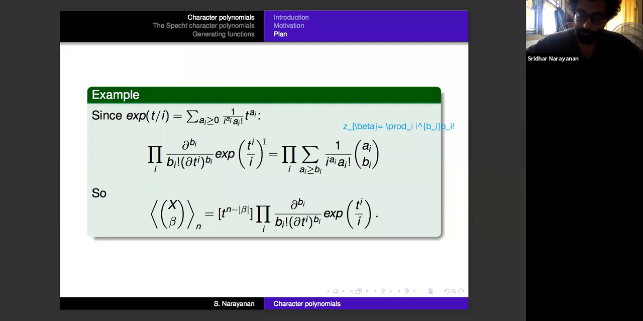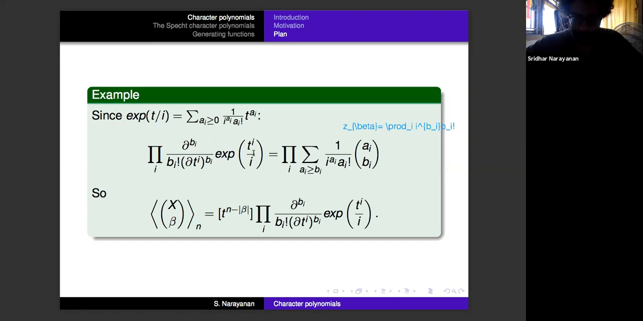So the total will be t raised to i into a_i minus t raised to i into a_i minus b_i. That's going to be the total after I'm done differentiating it, right? So the coefficient I'm looking for in all of this will be this. And so now I just actually carry out this differentiation.